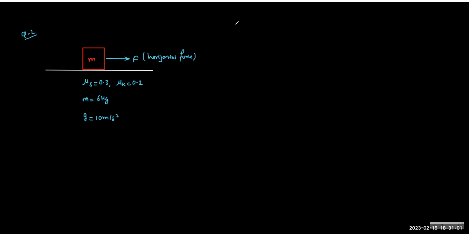So the question is, find acceleration if F is 10 Newton, 12 Newton, 18 Newton. So find the acceleration for each case. And then you start solving the question.